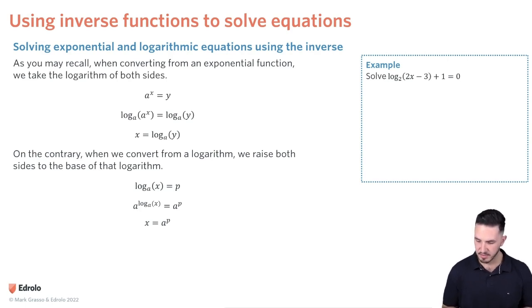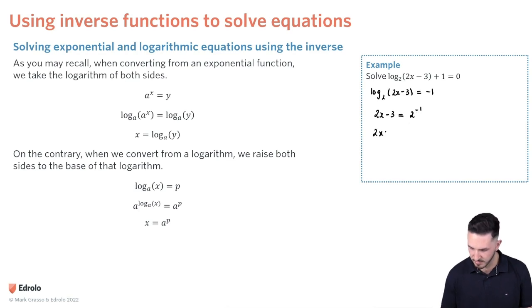So if we look at the example, solve log 2 of 2x minus 3 plus 1 equals 0. So first we're going to subtract 1. So we're going to have log 2 of 2x minus 3 is equal to negative 1. Raise both sides to a power of 2, to the base of 2. So it's going to become 2x minus 3 is equal to 2 to the power of negative 1. 2 to the power of negative 1 can be rewritten as a half. So we're left with 2x minus 3 is equal to a half.